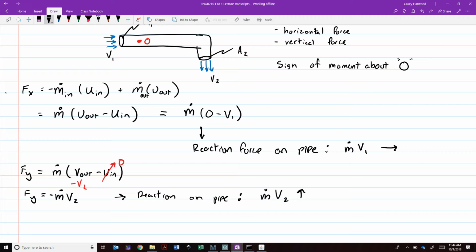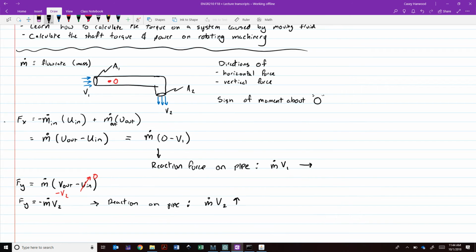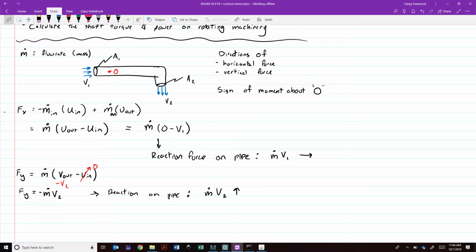So what would be the moment about O? Okay, or about this point O. That is, if we were to somehow anchor this pipe to a wall or to the floor, the question is, what moment would be put on that anchor point?